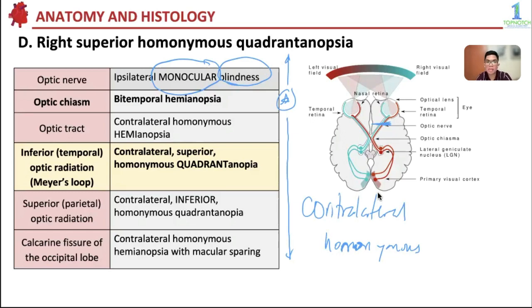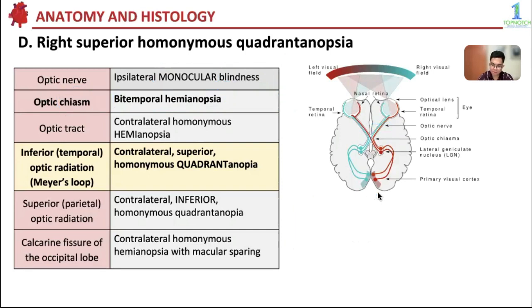And then peculiar sa optic chiasm is it's bitemporal hemianopsia, okay? So the outer fields of vision are lost if there's a lesion in the optic chiasm, okay? Tapos ito yung nakaka-confuse yung difference na inferior from superior na optic radiation. So, Meyer's loop is the eponym for the inferior or temporal optic radiation. So, a quadrant lang yung affected sa kanila. Okay? Tapos pag sa occipital lobe ka na, there's always macular sparing. Bakit may macular sparing? Kasi iba yung blood supply ng sa macula natin. Okay?